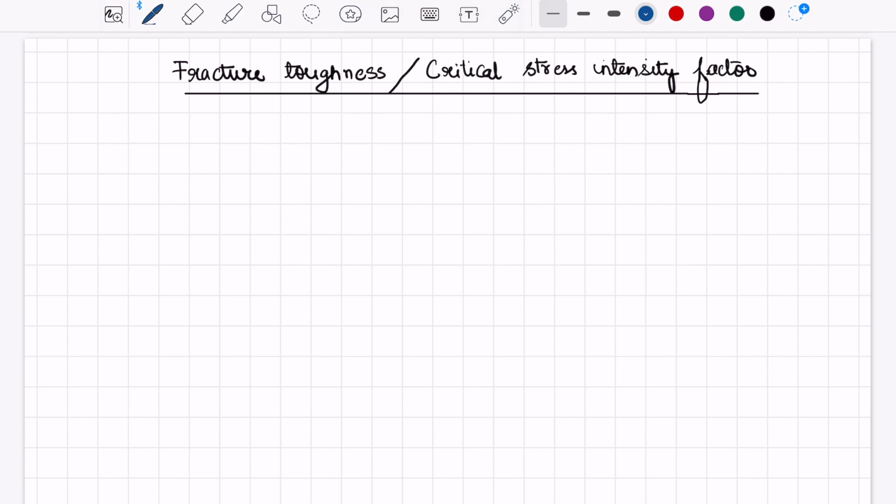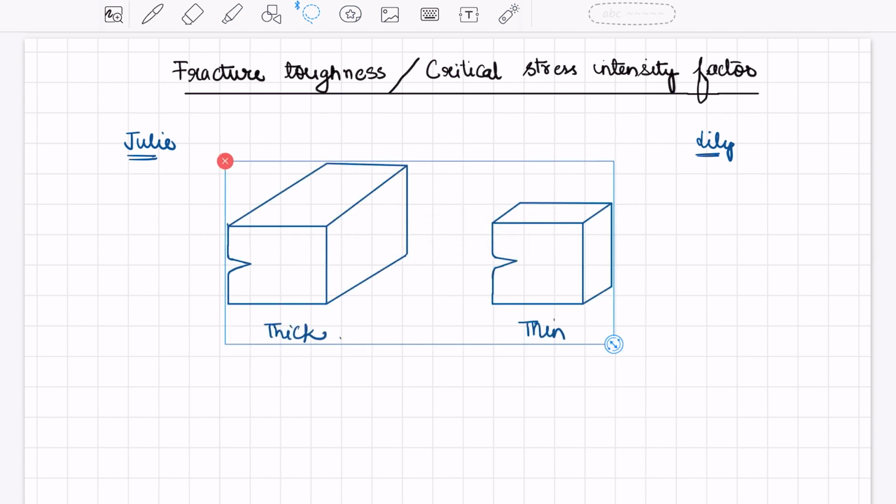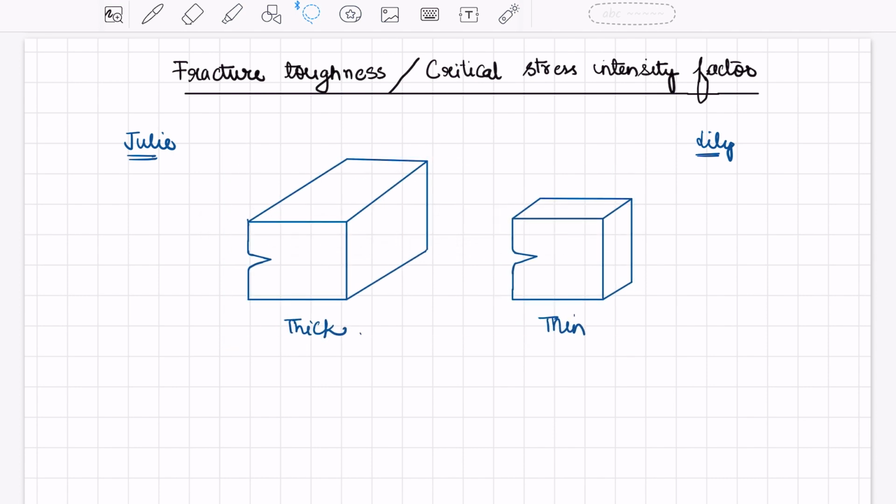Before starting the topic, let me ask a question to Julie and Lily. I have two plates. One is a thick plate and the other is a thin plate. Both have equal sized notch, equal sized flaw or a crack in them. Now I want to use them for application. I'm confused which plate will sustain for a longer time, which will not fracture prior, and which plate out of them will fracture prior. The presence of notch in which plate will be more dangerous.